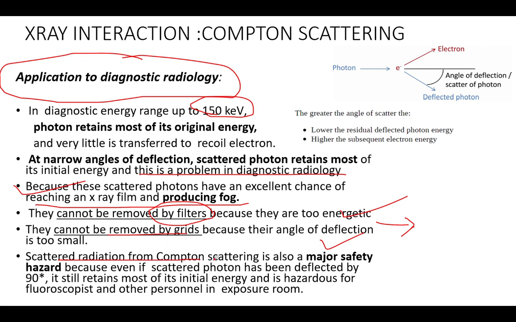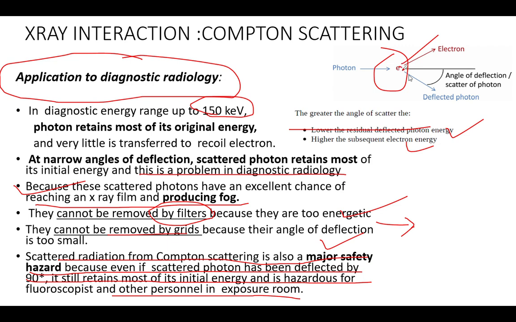Scattered radiation from Compton scattering is also a major safety hazard because even if the scattered photon has been deflected by 90 degrees, it still retains most of its initial energy and is hazardous for fluoroscopists and other personnel in the exposure room. The greater the angle of scatter, the lower the residual deflected photon energy and the higher the subsequent electron energy. The electron is ejected and deflected. This is the angle of deflection, that is, the scattering of the photon.